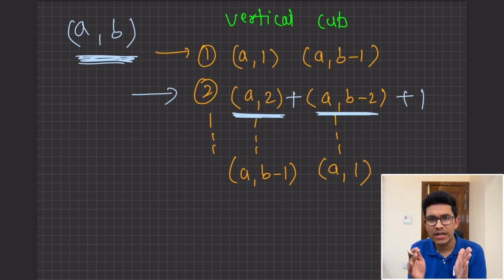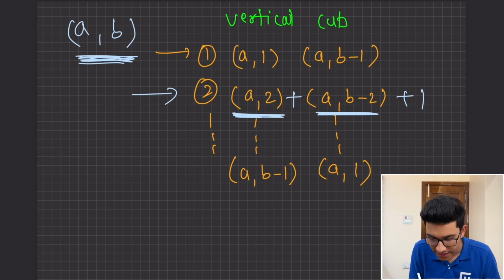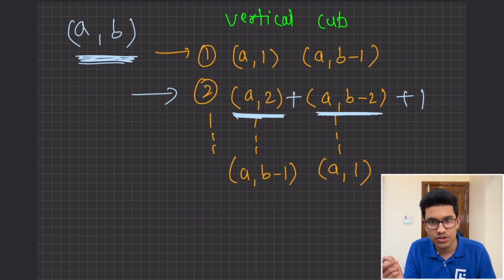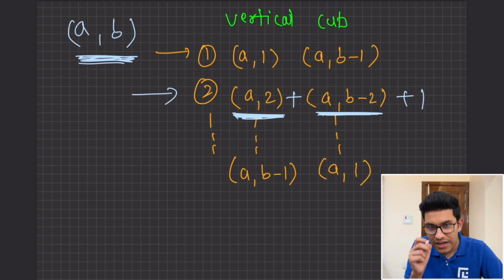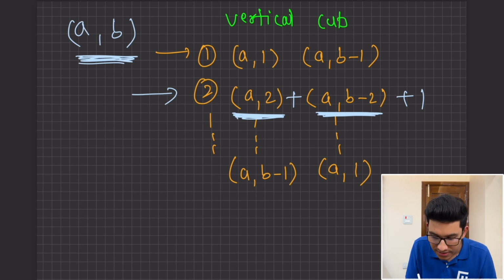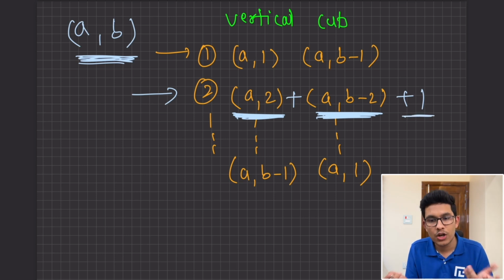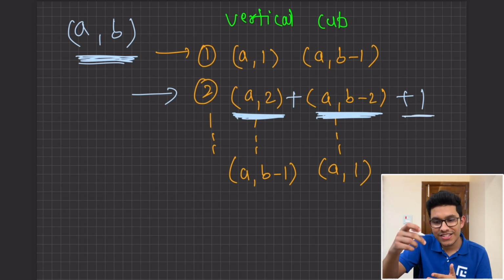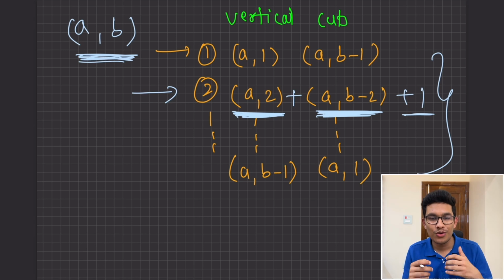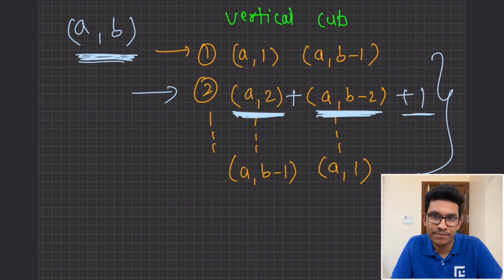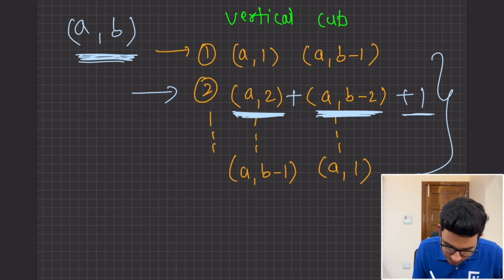Then we said, make a vertical cut which divides the entire rectangle into A comma 2 and A comma B minus 2, right? Now, if we know the number of cuts required to convert A comma 2 into squares, and we also know the number of cuts required to convert A comma B minus 2 into squares, we just have to add this plus 1 to find the total number of cuts. And we can take the minimum over all these possibilities to find the best vertical cut. Correct? Whichever is the best vertical cut, we would take that as the answer for vertical cuts. What about horizontal cuts? Let's suppose you had A comma B, and now you're concerned about horizontal cuts.